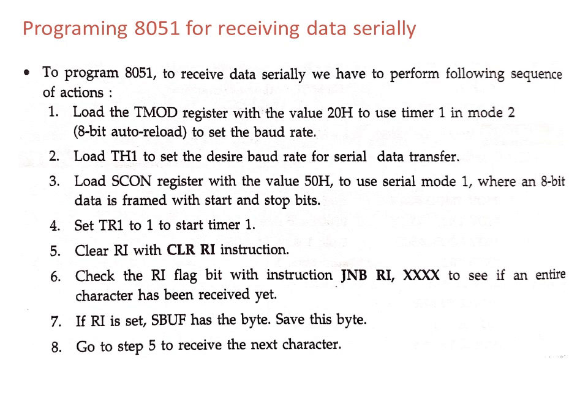Then check the RI flag bit with the instruction JNB RI, any label, to see if an entire character has been received yet. If the entire character is received, it means the RI flag sets. We need to check that. If RI is set, SBUF has the byte, so save this byte.